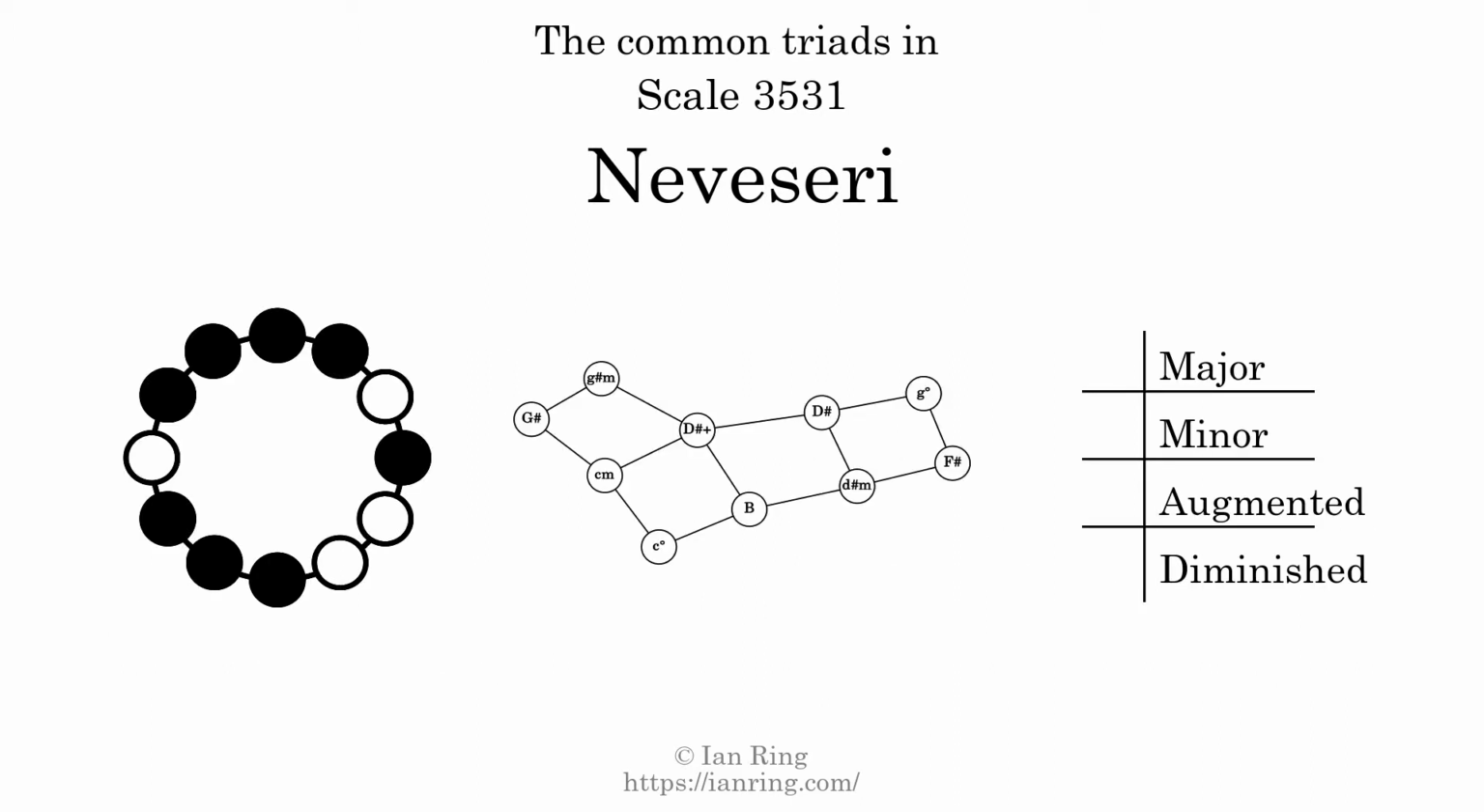110111001011. Here are the common triads present in this scale. The diagram in the center is a graph of parsimonious voice leading between triads. There are 4 major triads. There are 3 minor triads. There is 1 augmented triad. There are 2 diminished triads. Here is a Hamiltonian path of parsimonious voice leading that uses all the triads.